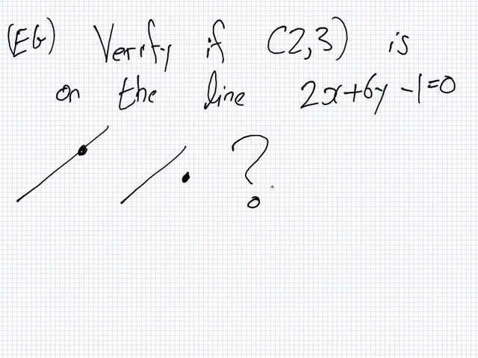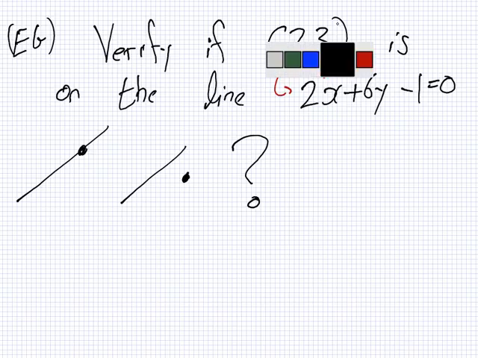Does anybody know how to do this one? Put x and then y. Yes. To put x and y in the equation, and then what? If its answer is 0, it's on the line. If it's not 0, it's not on the line. Correct, yeah. So we put in 2 and 3.